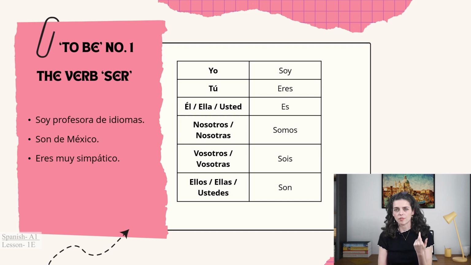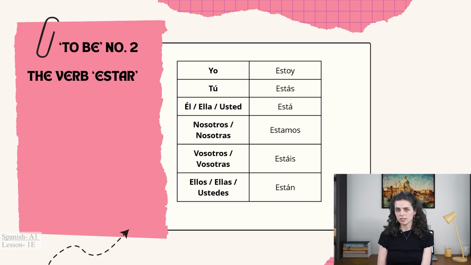If I wanted to emphasize this, for example, I would say, yo soy profesora y ella es mi alumna. I am the teacher and she's my student. So you're clarifying who is who. We will see more examples in other slides. But now let's move on to the other translation of the verb, the second one. The verb to be can also mean estar.